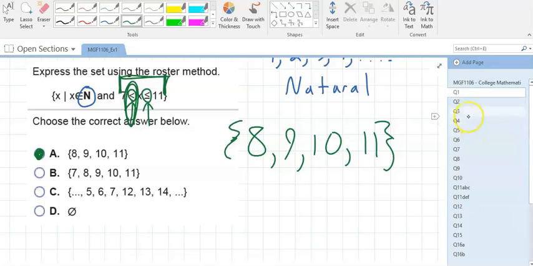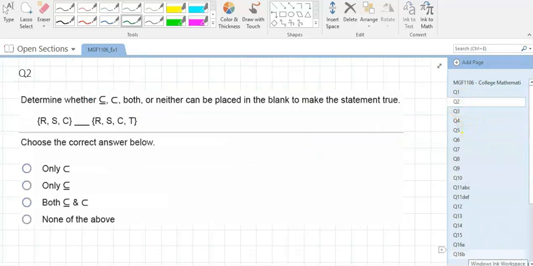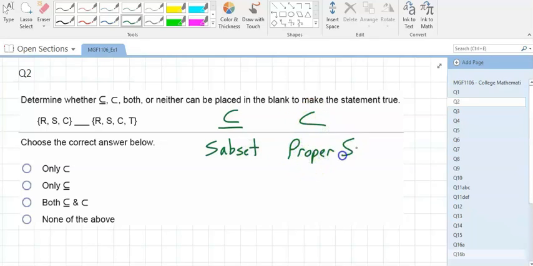All right, moving on to question 2. Question 2, so you're looking at this. We have 4 choices over here, and this is all about subsets. This symbol right there means subset. And this symbol right there means that it is a proper subset.